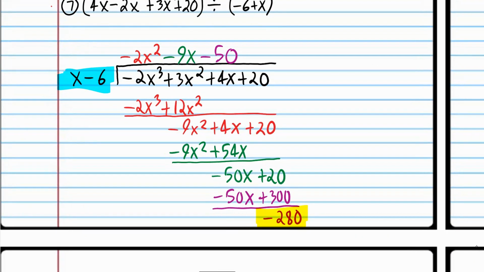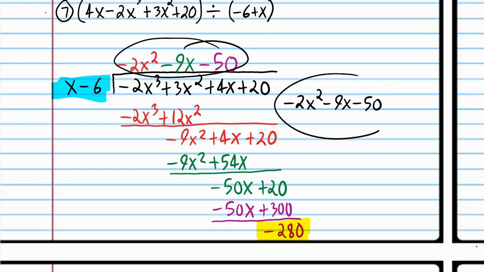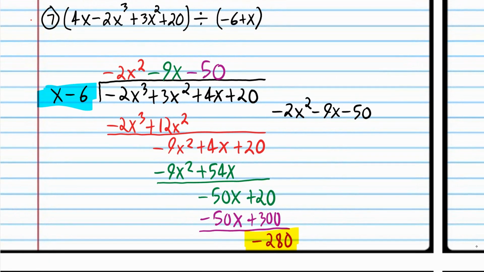So we know that the yellow remainder has a lower degree than the blue divisor, so that means that we're done. That proves that we're done. So now we write that expression up there, negative 2x squared minus 9x minus 50. So we have the quotient that we write here as usual, but we have a remainder. So what do we do with the remainder? Well, in my arithmetic course, we would just write r and then write the remainder here.